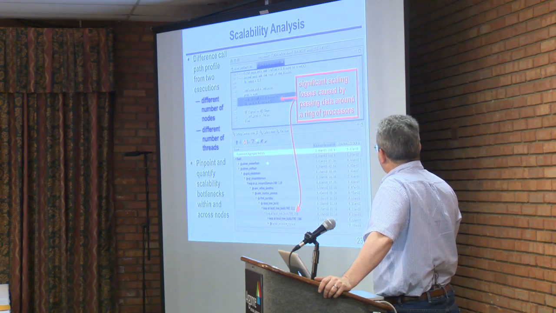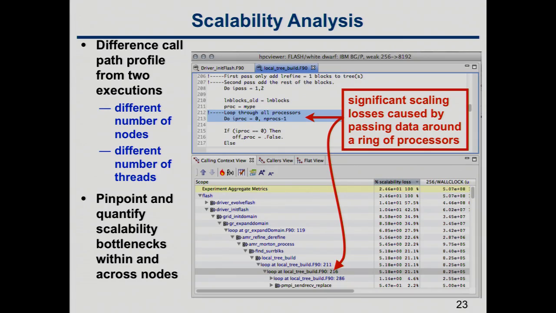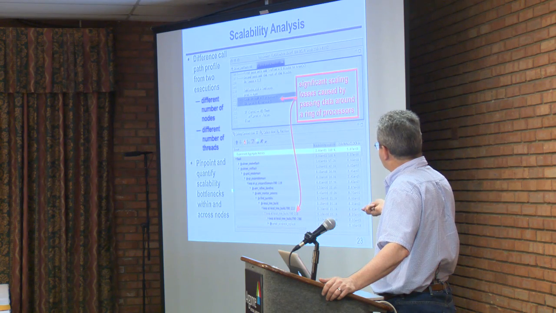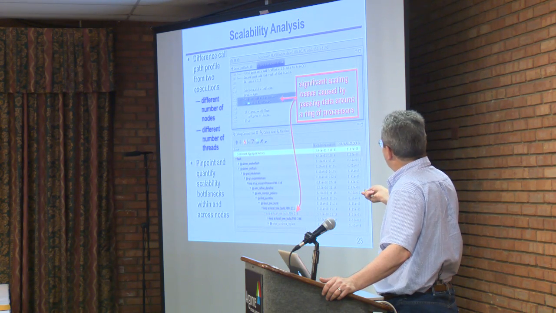And so what we're able to do is show that 42% of the scaling loss is inside driver and it-flash. This comes from just differencing the trees. And then you click here with the flame button and say, show me where the losses are, and it opens this long path, and then it points out a loop in the code, and the loop is going from 0 to the number of processors minus 1, and then there's this send, receive, replace that represents the communication around the ring. And so the claim that I made earlier was that we can show you where the bottlenecks are, but we can't tell you why they're bottlenecks.